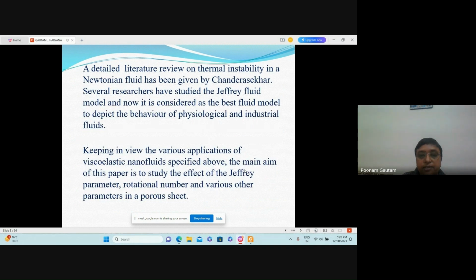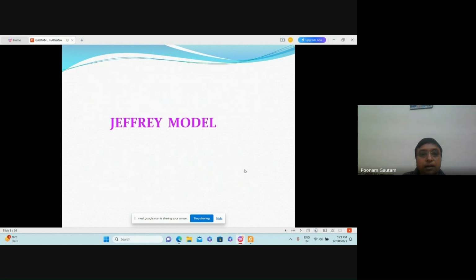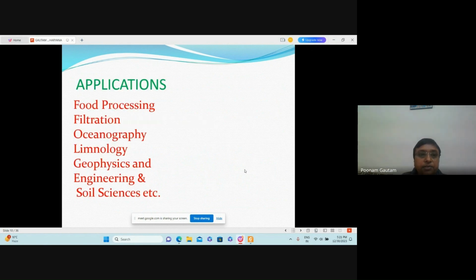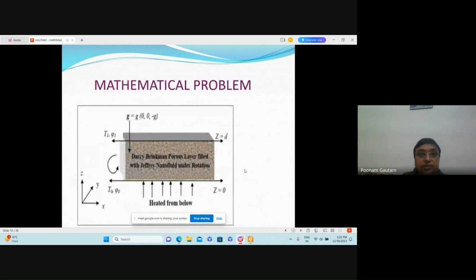Keeping in view the various applications of viscoelastic nanofluids specified above, the main aim of this paper is to study the effect of the Jeffrey parameter, rotational number, and various other parameters in a porous sheet. Here I have applied the Jeffrey model. These are the applications of the Jeffrey model: food processing, filtration, oceanography, limnology, geophysics and engineering, and soil sciences, etc.